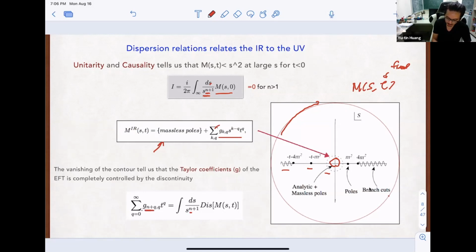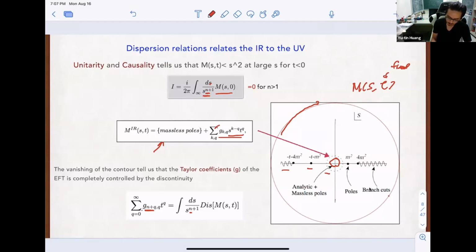By the way, I'm going to use k and q repeatedly in this talk. k is basically the total degree of Mandelstam variables, and q is how many powers of t you have. So k is counting the derivatives, and q is counting how far you're moving away from the forward limit.